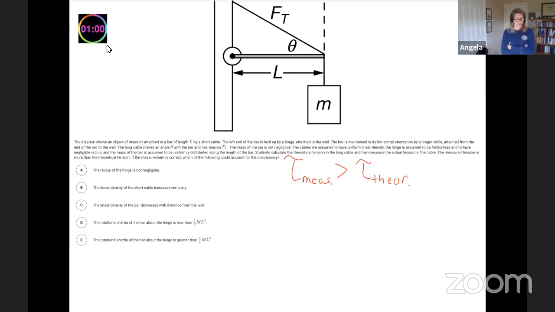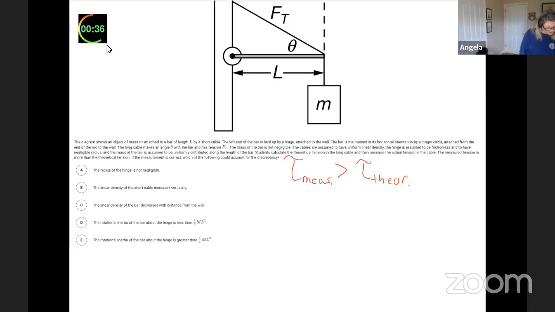Okay, the question is, in this situation, why would the measured tension be greater than the theoretical tension? The radius of the hinge is not negligible. I'm going to skip that one. I don't really know what that means. The linear density of the short cable increases vertically. I can't think of a reason that would affect it.